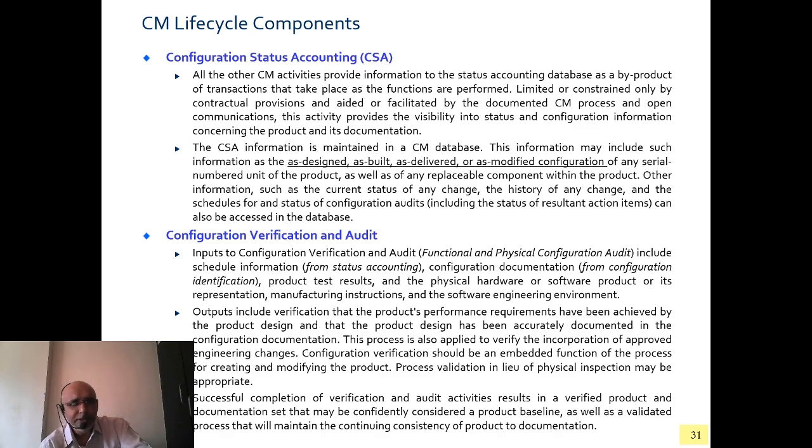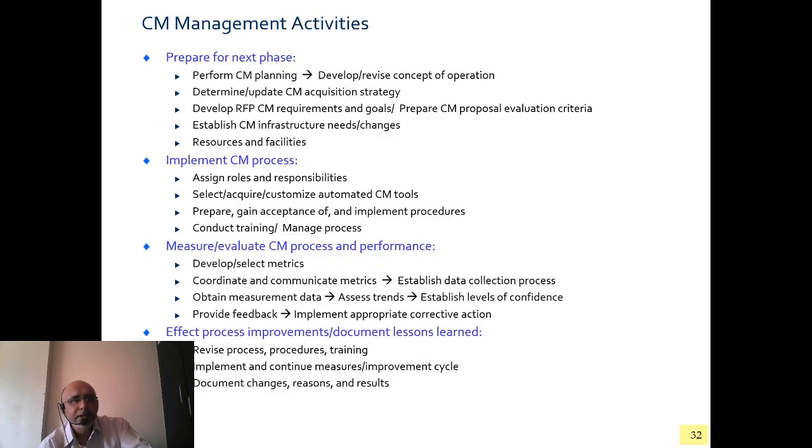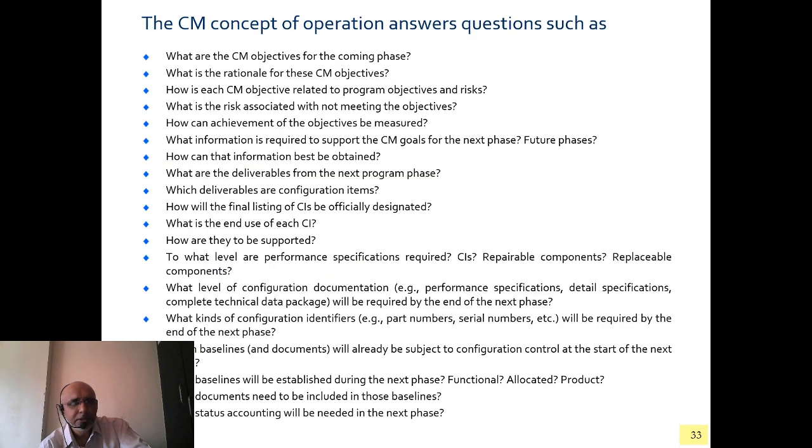And the verification and audit, that is both the FCA and PCA, will come over here. That is functional configuration audit and physical configuration audit, to check whether the outcomes are valid or invalid, whether they should be encouraged or discouraged. Then the activities ensure, prepare for the next phase, implement CM, evaluate CM, and work out the lessons learned, and questions.